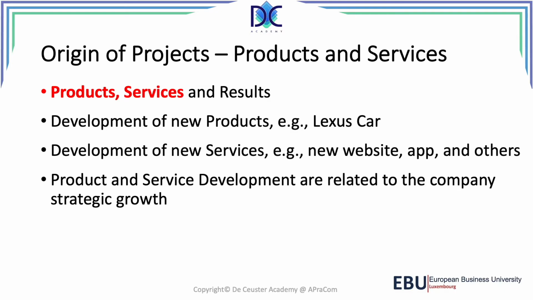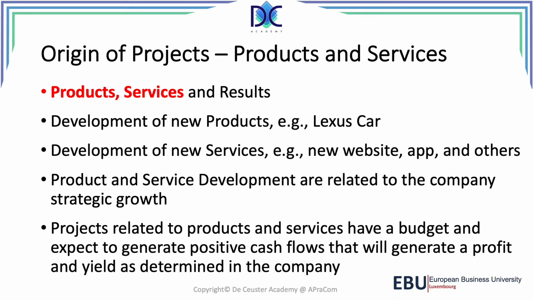growth. A company wants to grow, has to create new products. For example, look at Apple. They're constantly creating new products. They're also providing services, Apple Music, Apple TV. So basically, these are things that are supporting the growth of the company. We also have some common elements related to products and services.